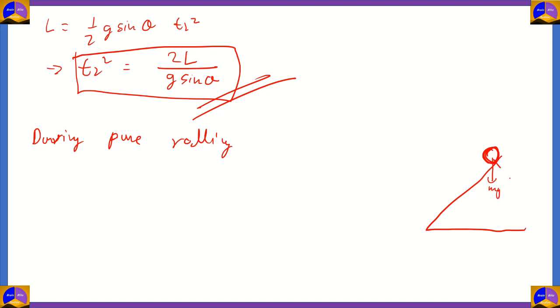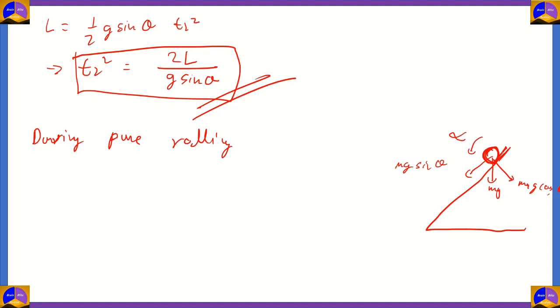So we have mg and then mg cos theta, and then you have mg sin theta. But since this is rotational motion, the ring also contains rotational motion. We also have the ring moving under an angular acceleration alpha.